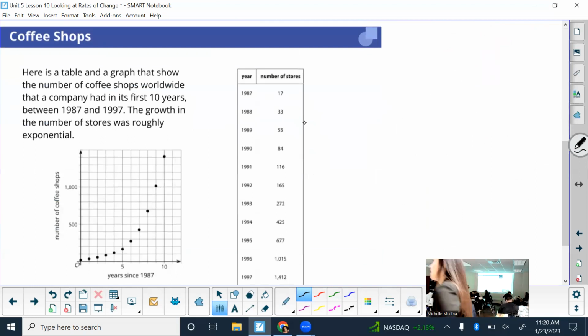All right, so moving on to the next activity. Here is a table and graph that show the number of coffee shops worldwide that a company had in its first 10 years between 1987 and 1997. The growth in the number of stores was roughly exponential. So roughly that curved line. It might not be perfectly that curved line, but roughly exponential. This is also on the next page too.